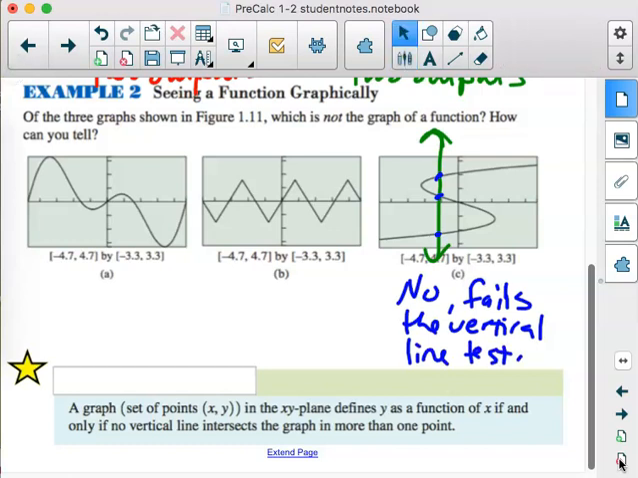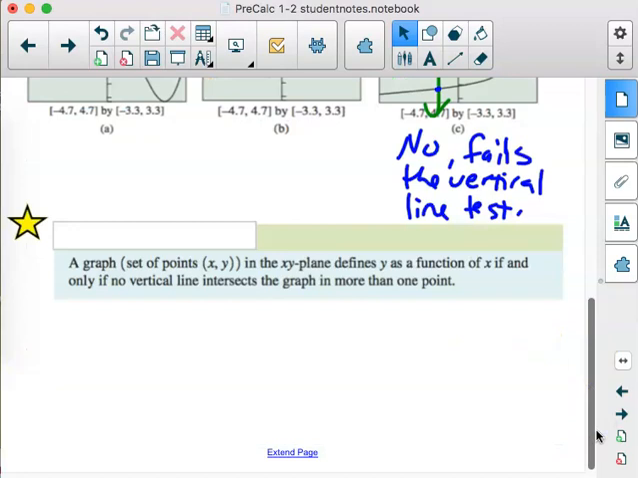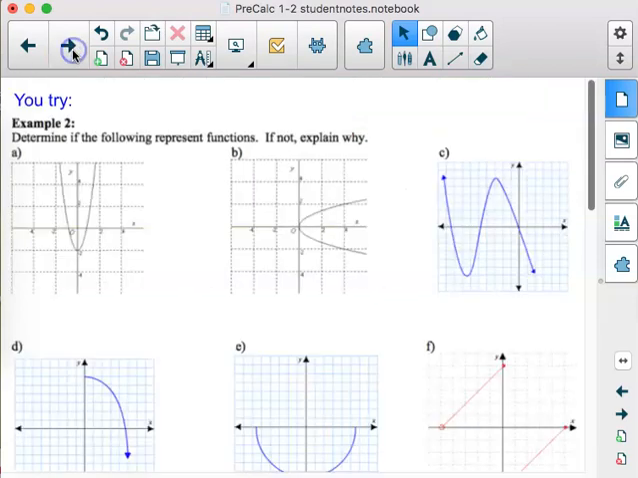You can't just put vertical line test, because you have to explain, hey, this isn't working. It does fail the vertical line test, and the vertical line test says if it's a function, for any vertical line that you draw on the graph, it will only touch in 1 spot. Vertical line test, right there. A graph, set of points xy in the xy plane, defines y as a function of x if and only if no vertical line intersects the graph in more than 1 point. So to pass the vertical line test, it has to just hit once. And if it hits more than that, then it has failed the vertical line test.